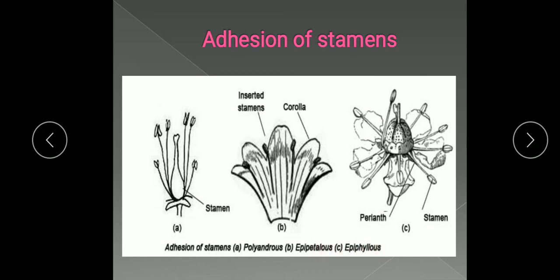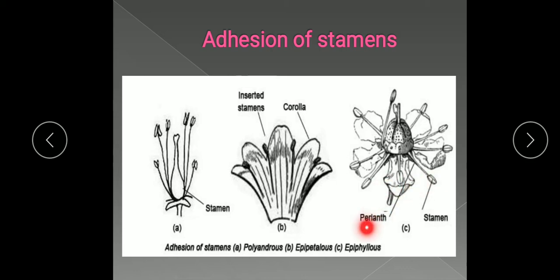What is the epipetalous condition? In epipetalous, the stamens are attached or adhering to the corolla, means the petals. So these are the stamens which are adhering to the corolla, partially by their filaments. Anthers remain free. For example, ocimum, brinjal, they show this epipetalous condition, means attachment of stamens with the petals.